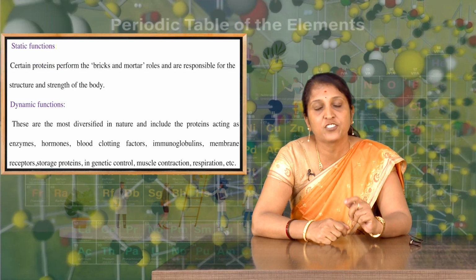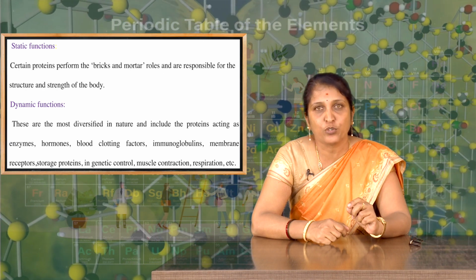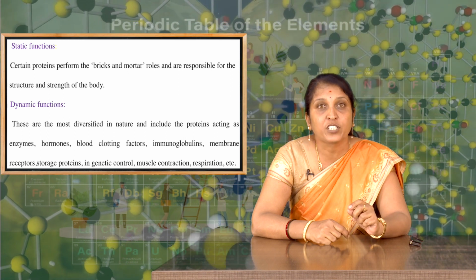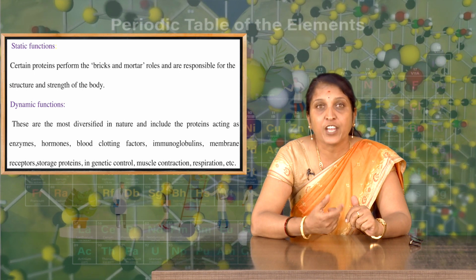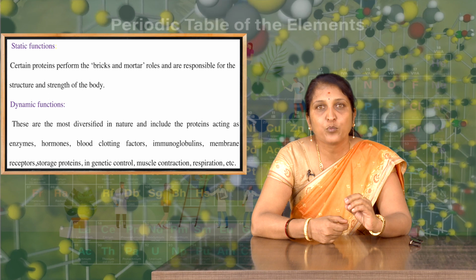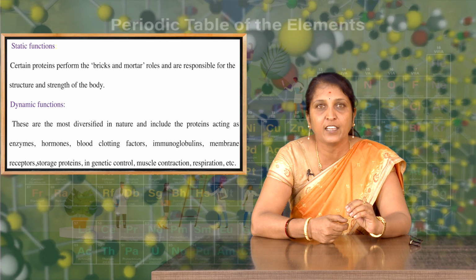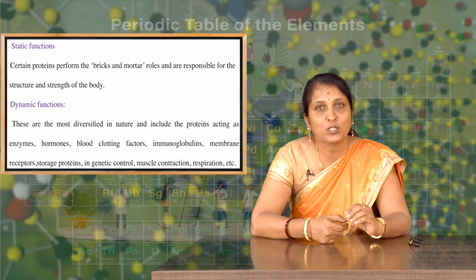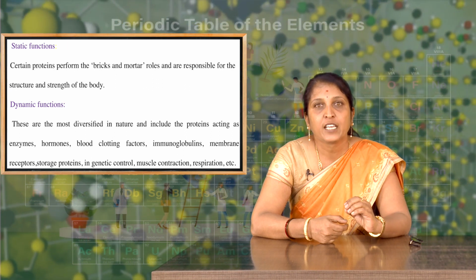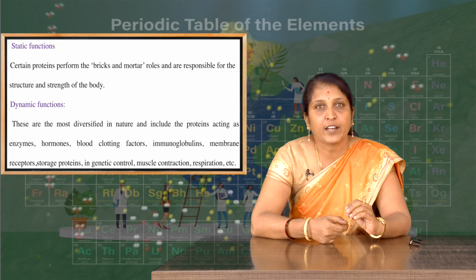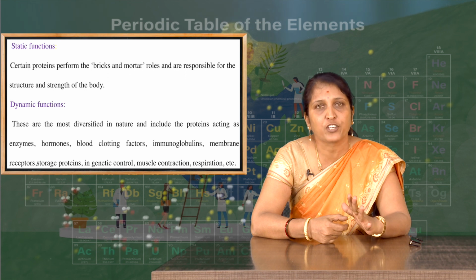Next, the first function is static function. Certain proteins perform bricks and mortar roles and are responsible for the structure and strength of the body. Next, the second function is dynamic functions. These are the most diversified in nature and include proteins acting as enzymes, hormones, blood clotting factors, immunoglobulins, membrane receptors, storage proteins, genetic control, muscle contraction and respiration, etc. These are the very important dynamic functions.